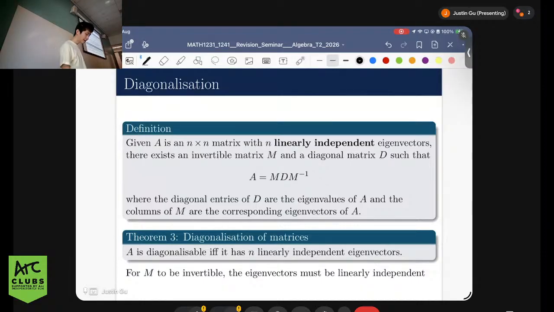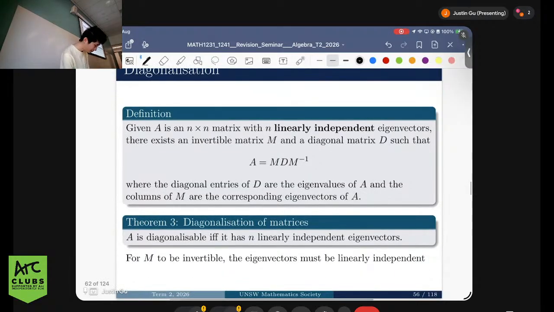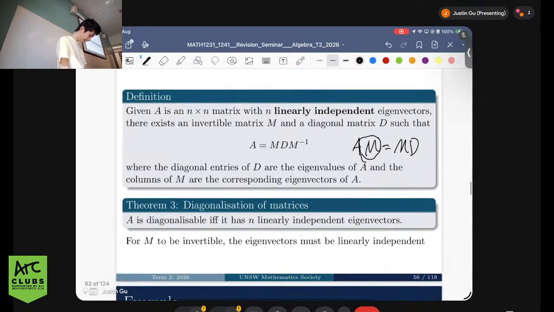The reason that's true is basically because if you right multiply both sides by M, you get AM equals MD. And remember, this is saying that each column vector of M gets scaled by its eigenvalue, because we said M was made of the eigenvectors, and the same thing happens with the right hand side. So these two matrices on the left and right are equal.